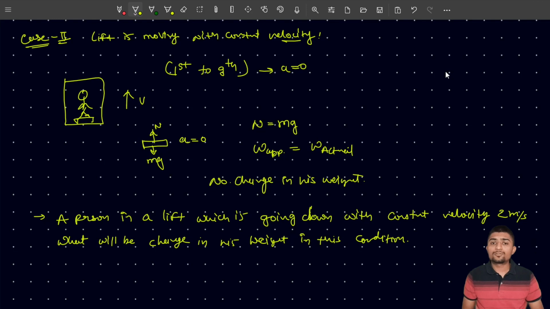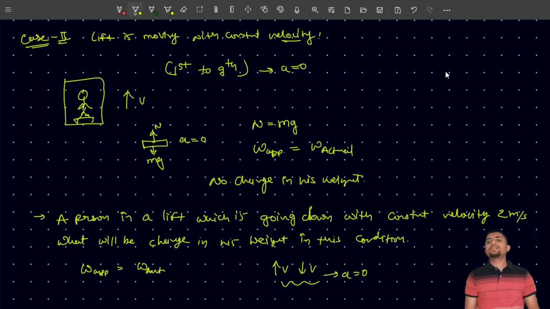Okay, so here the apparent weight will be the same as actual weight, no matter whether it is going up with velocity v or going downward with velocity v. In both the cases the acceleration is 0. The acceleration is 0, that means there is no change in its weight, so we will have the answer of 0 Newton. 0 Newton change in its weight. Okay.